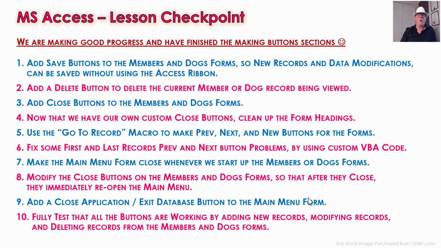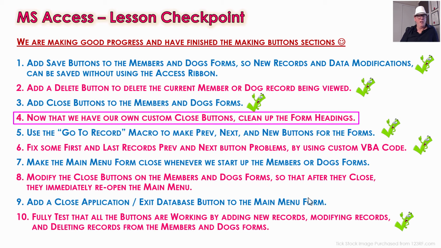So let's do a checkpoint and check out what we have done. We've made the save button, we've made the delete button, we've made the close button, we've made the go to record for the new record. We had to use VBA code to do the previous and next buttons. We've done those. Now we've been doing full testing to make sure everything works, so that's all good. So we're up to this next.